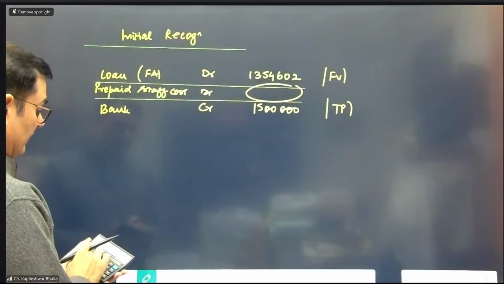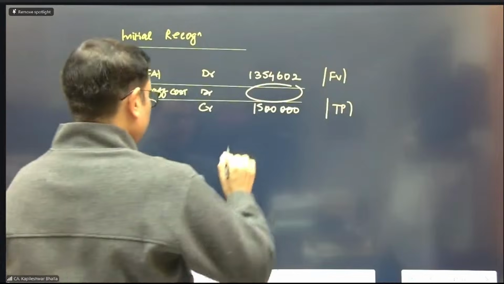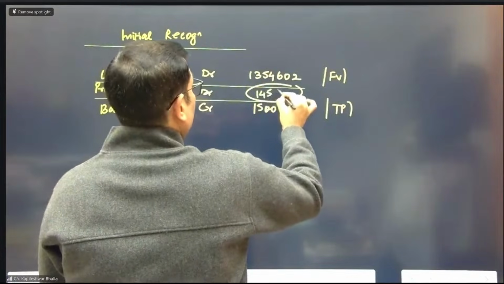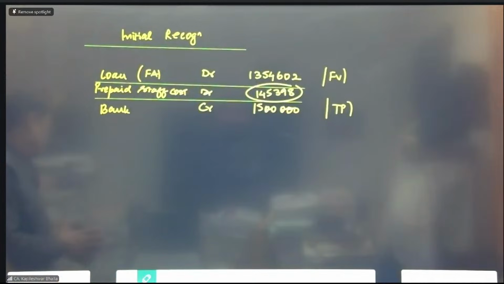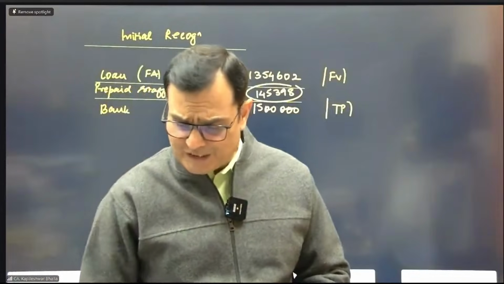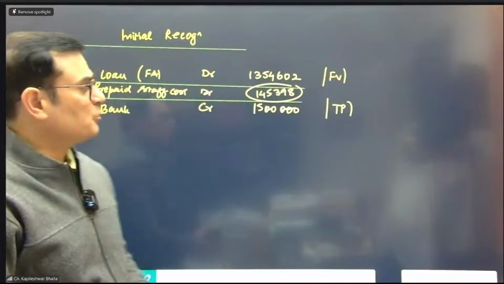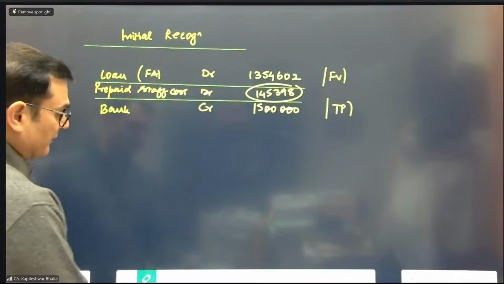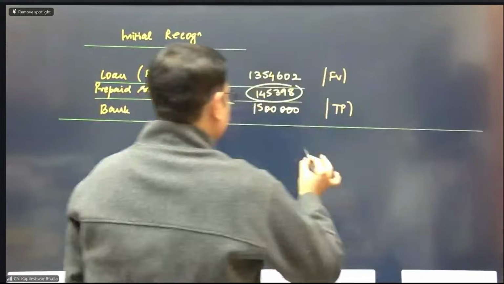So this is going to be 15 lakhs minus 13,54,602, which comes to 145,398. Okay, so this is the entry which is done at the initial recognition. I think the question is asking us to do the accounting for the first year. So I'm just going to show the entries at the end of the first year and maybe show the extract financials as well.